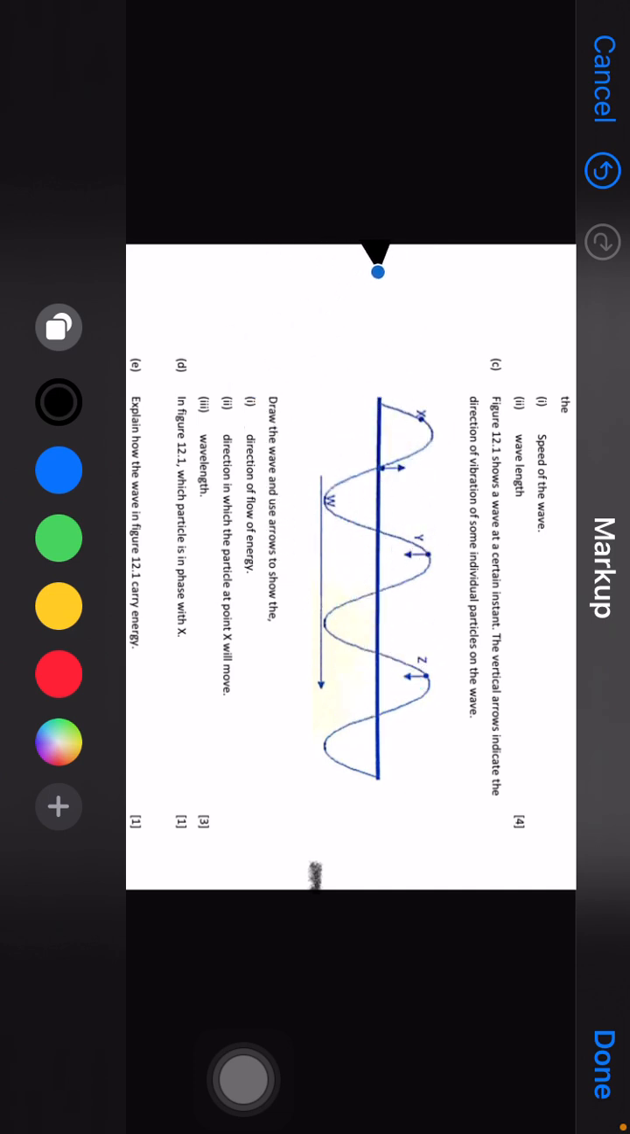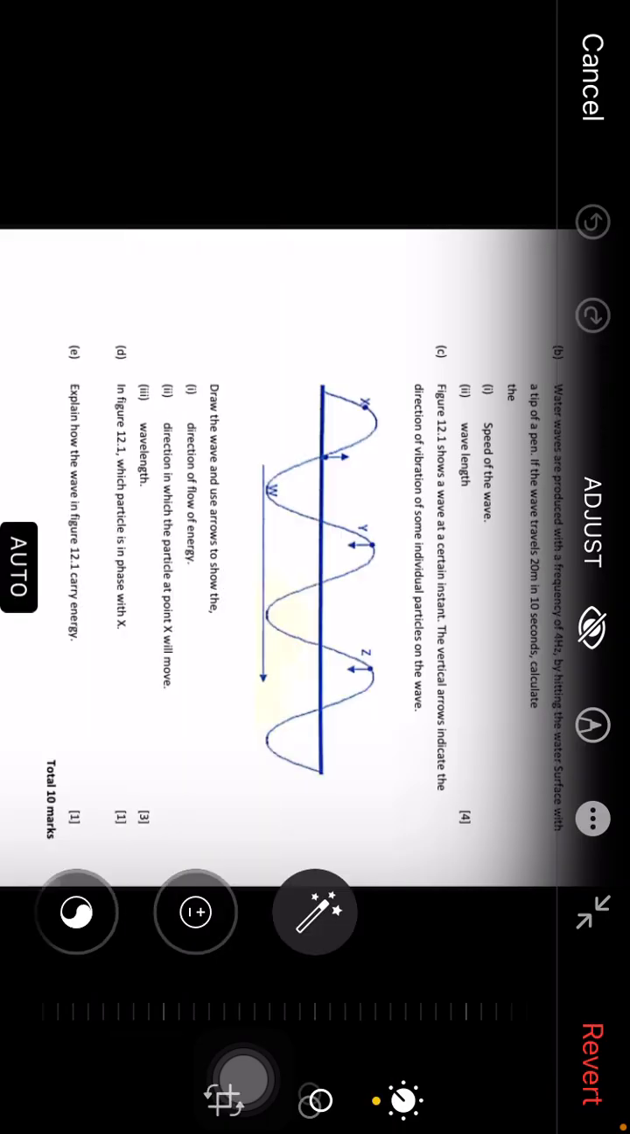So going to question E. It says explain how the wave in figure 12.1 carries energy. This is how: as the wave travels, the particles move at right angles to the direction of travel of the wave, and it carries its energy.